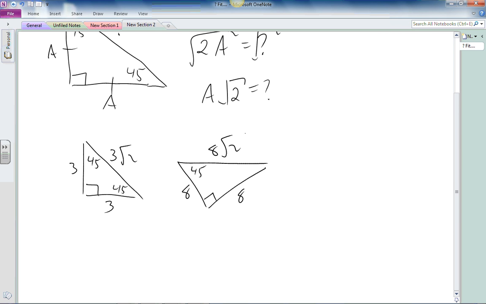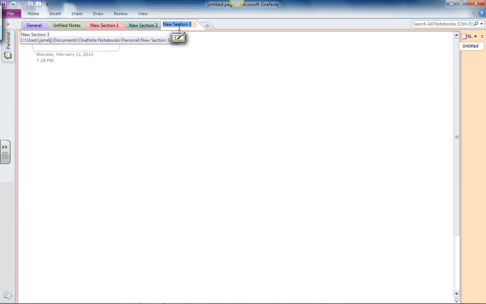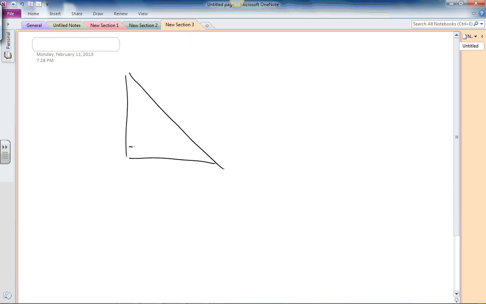If I look at, let me just make a new page here. Okay, let's look at this. If I have a 45, 45, 90 degree triangle again. So here we go. What if I give you the hypotenuse? Let's do an easy one first off. Let's suppose I told you the hypotenuse was 5 times the square root of 2. Well, working backwards, that would be pretty simple. Each leg would simply have to be 5. But what if it isn't that simple?